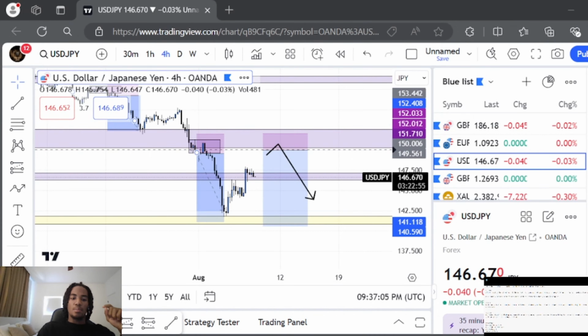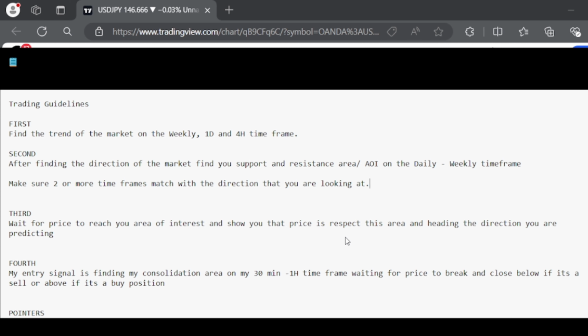But what I'm going to do is just run it across the screen just so we can read it all together. Let me pull it up. So this here is my trading plan, my trading guide, is what I would say about the market. So my trading guide, first, I'd find the trend of the market on a weekly, 1 day, 4 hour time frame. What I mean by this, I would head to the weekly time frame, and if price is bearish on the weekly, okay, boom, I'd have it marked on my journal.